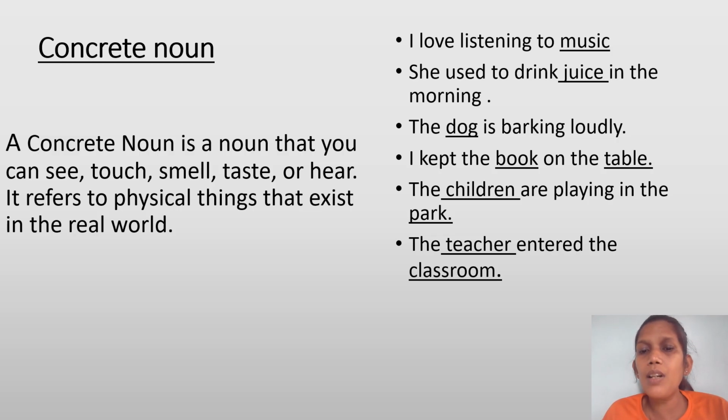I keep the book on the table. Again, book and table. The children are playing in the park. The teacher entered the classroom. Any doubt with any of the examples, please let me know. Okay, so let's proceed.